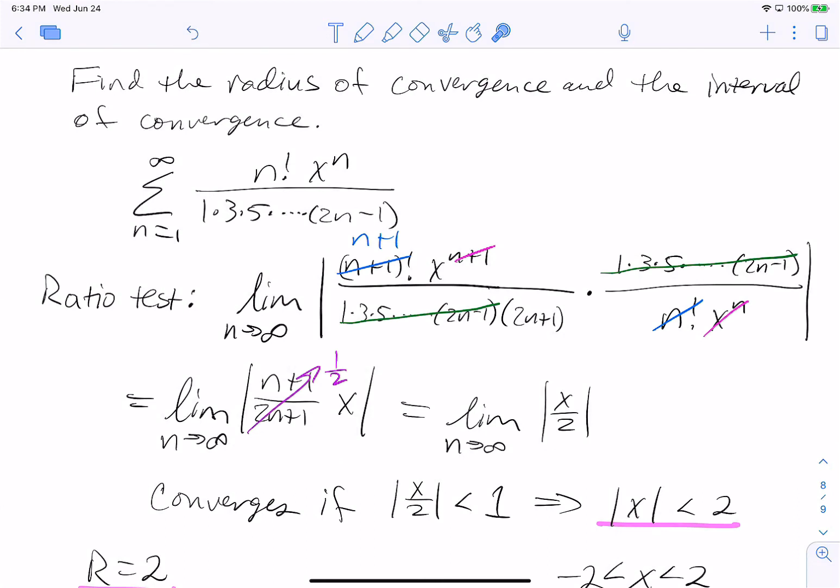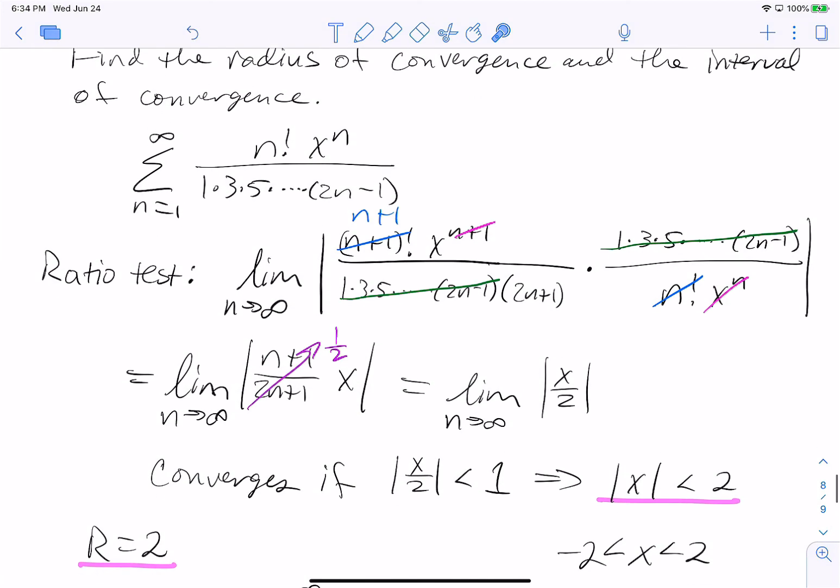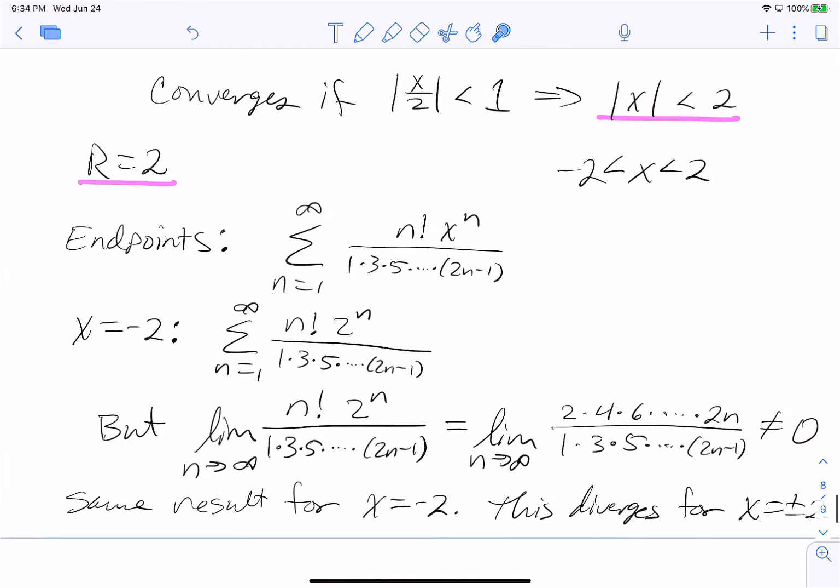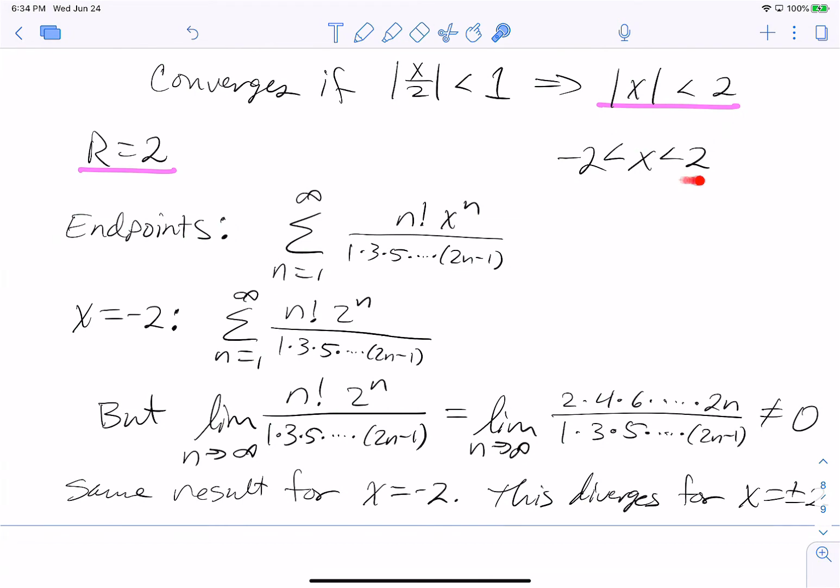That'll converge if the absolute value of x over 2 is less than 1, which means that the absolute value of x is less than 2. That gives us our radius of convergence. It also gives us the endpoints of our interval. They are -2 and 2.